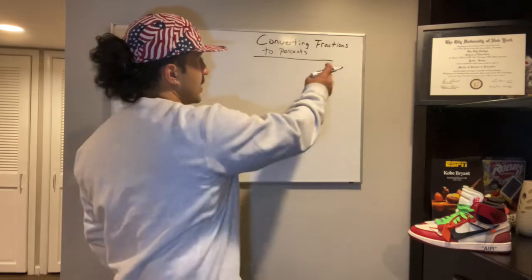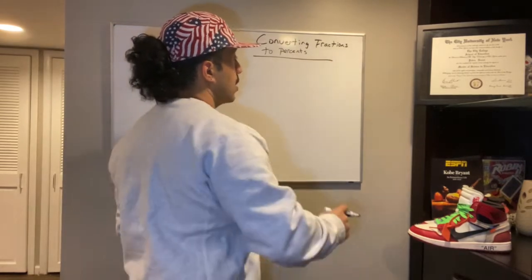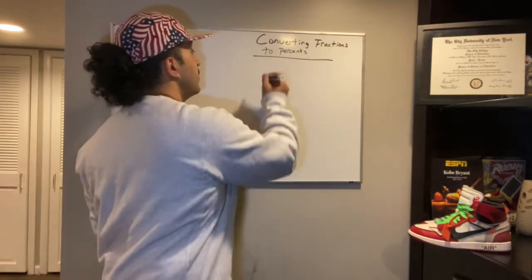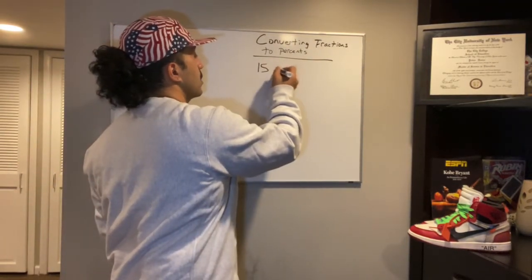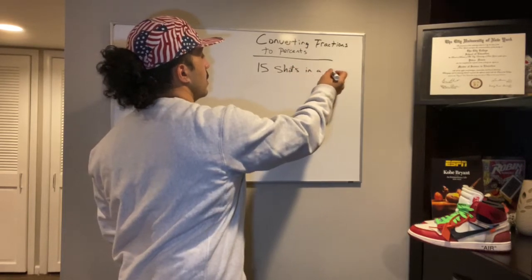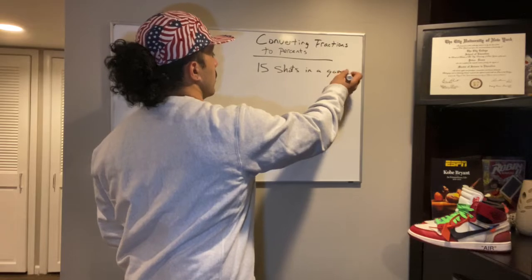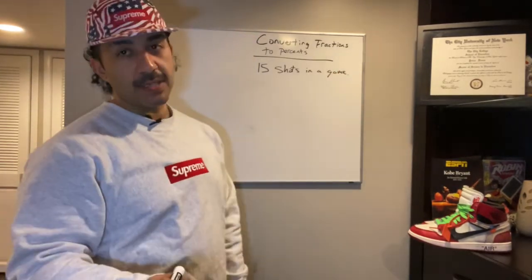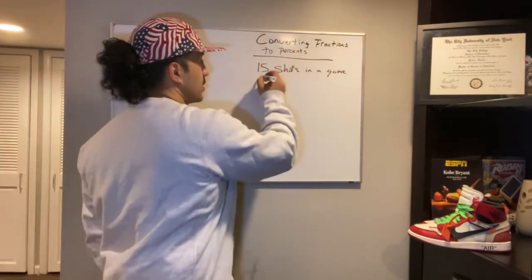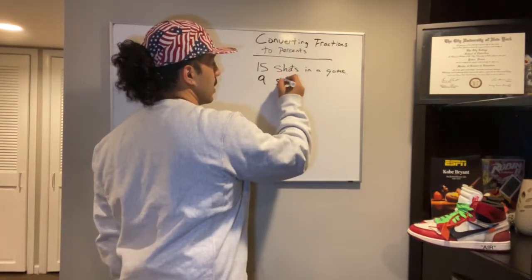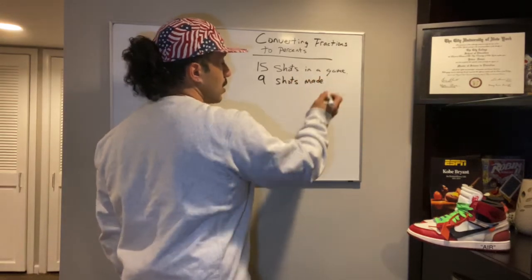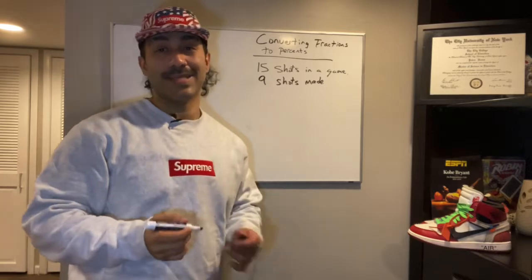So let's say, for example, Maurice takes 15 shots in a game, right? And he makes 9 shots. You know, it happens. It's Maurice. When he gets 15 shots, he makes 9 shots. 9 shots made. Okay.